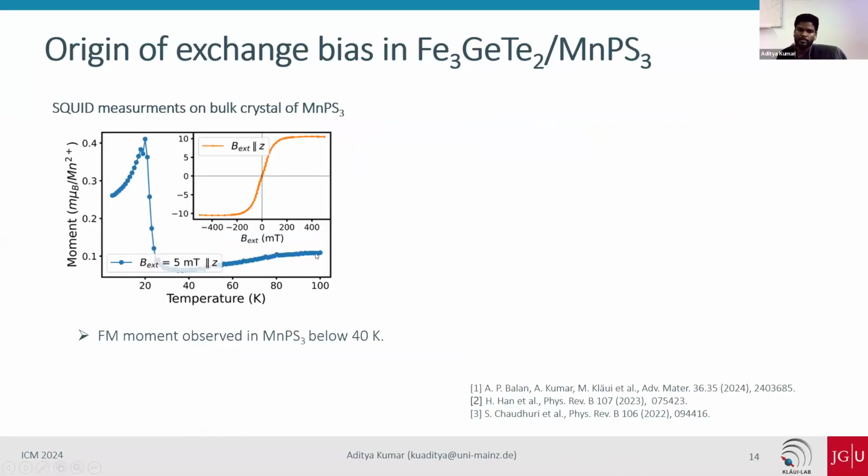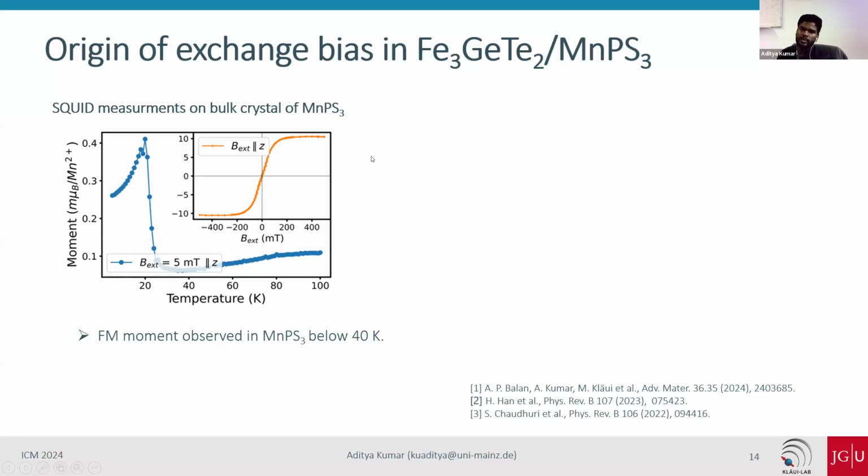If we look at the SQUID data, we see the emergence of an anomalous ferromagnetic moment below 40 Kelvin. And if you look at this field sweep, we see that this magnetic moment is indeed ferromagnetic. So basically, below 40 Kelvin, MnPS3 goes through a spin reorientation transition and shows some anomalous ferromagnetic moment. This kind of spin reorientation transition in MnPS3 has also been reported in two recent works here.